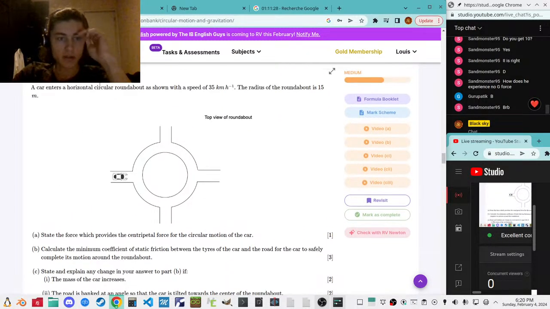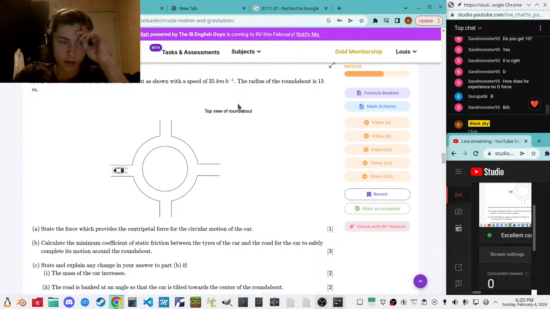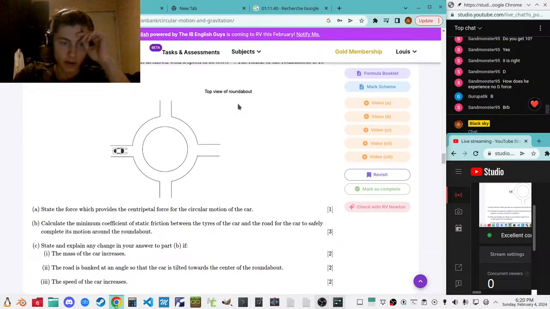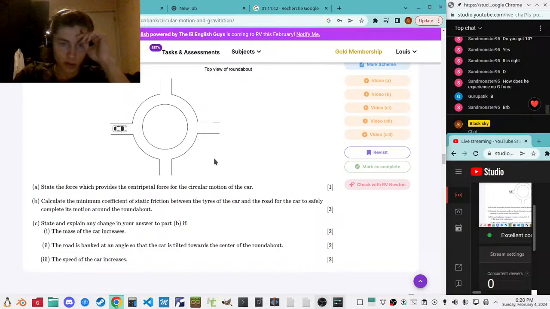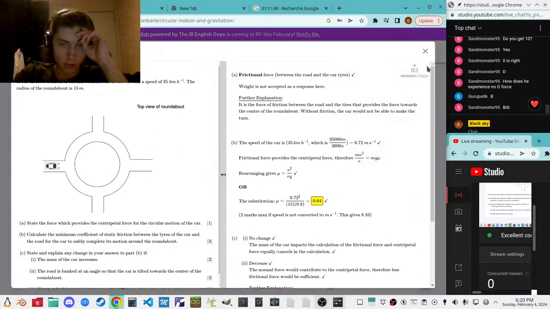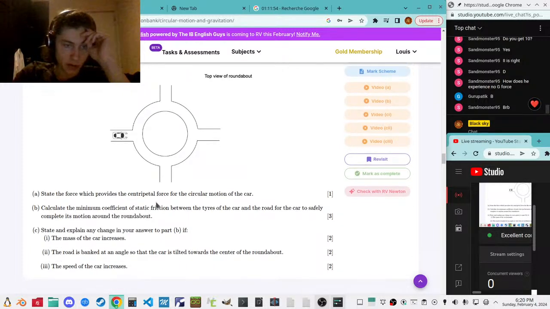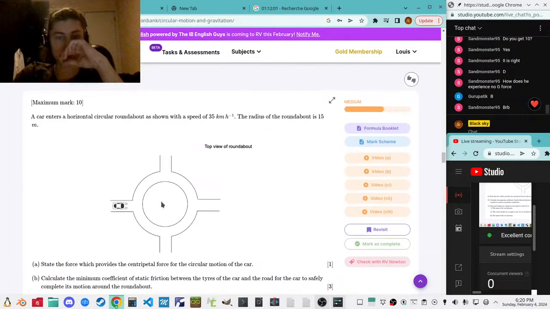A car enters a horizontal circular roundabout as shown with a speed of 35 kilometers per hour. The radius of the roundabout is 15 meters. State the force which provides the centripetal force of the circular motion. The car... friction. Friction. Calculate the minimum coefficient of static friction between the tires of the car and the road for the car to safely complete its motion around the roundabout.